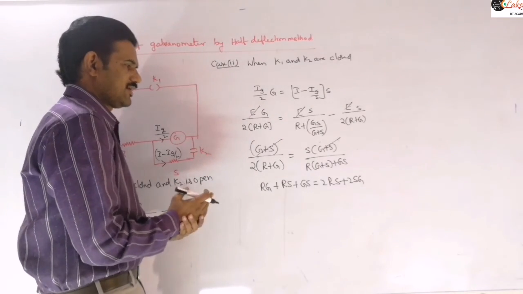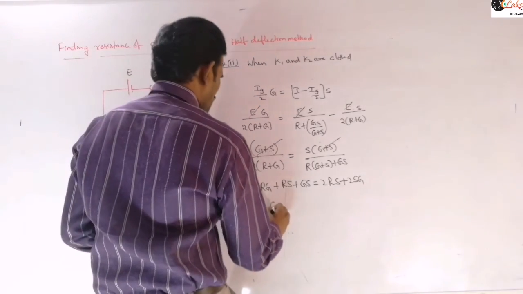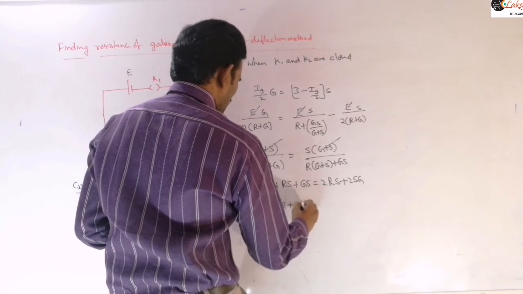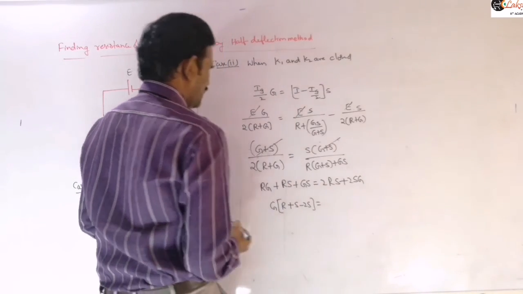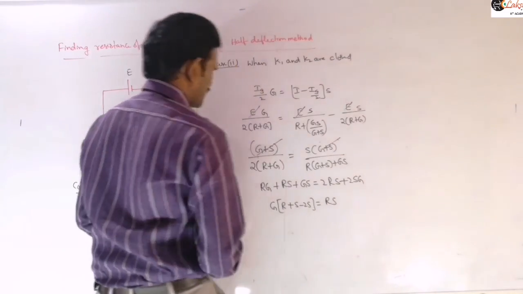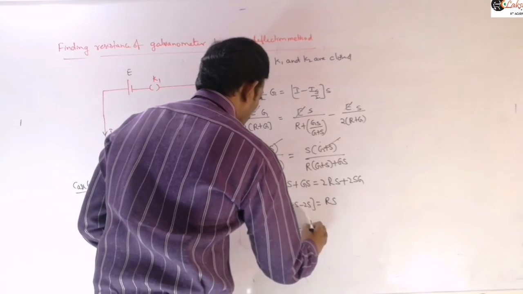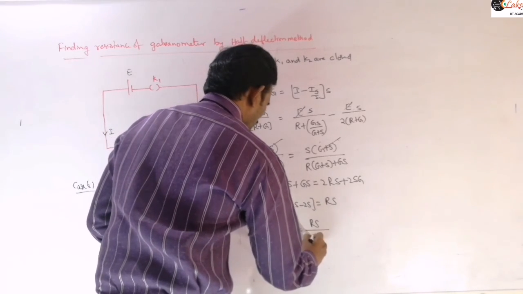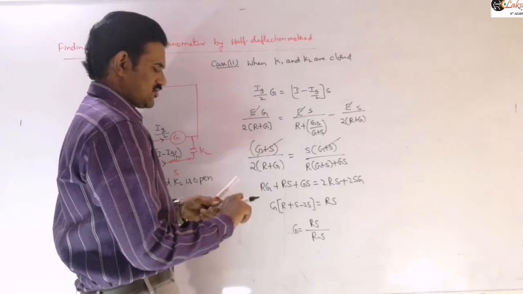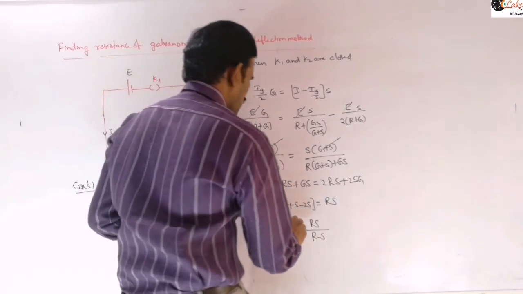Write all the G terms on one side and let us simplify that equation. I am taking the G term common, so R plus S minus 2S is equal to, and this term you can write on this side, so that you will get 2RS minus RS. Therefore our G expression is nothing but R into S by R minus S. Just by using this equation, we can find the resistance of this galvanometer.